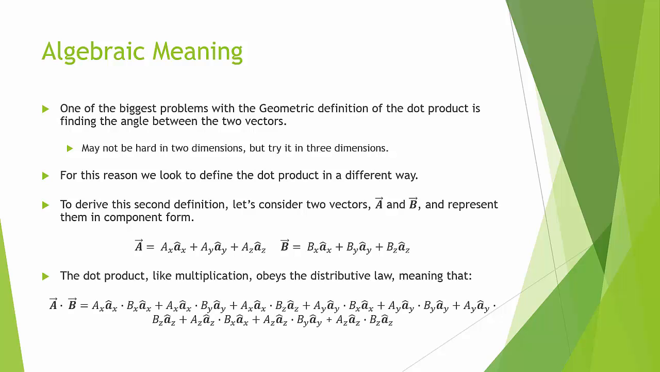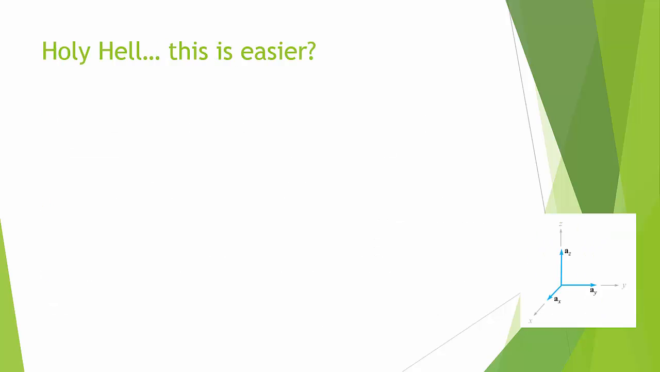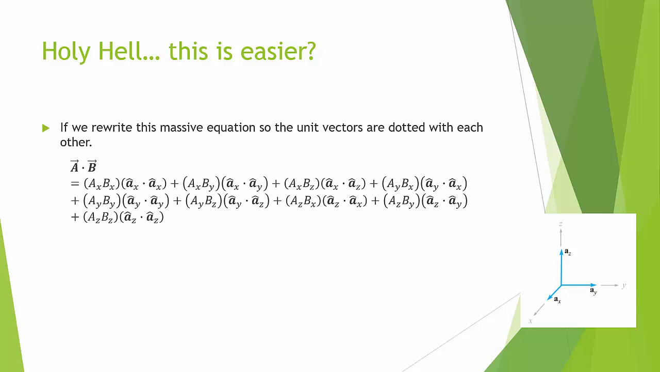The nice thing about the dot product is, since it's basically multiplication, it obeys the distributive law, which means that we can actually break up A dot B into a sum of 9 different terms. And you may be thinking, well, what the hell? How is that easier?